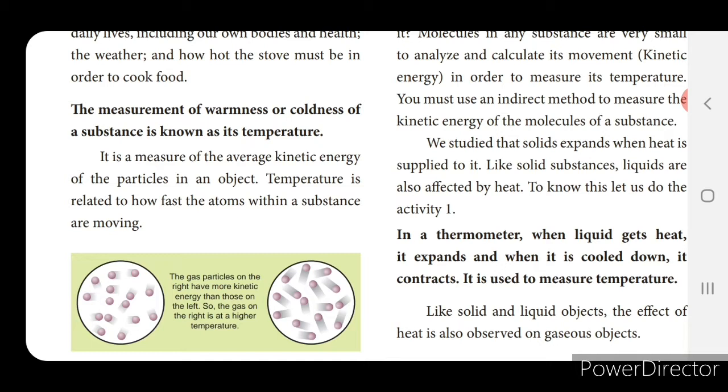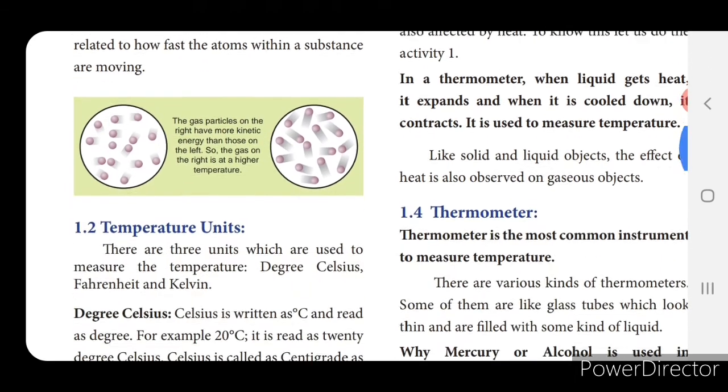Here you can observe the picture. The gas particles on the right have more kinetic energy. If you closely observe that picture, you can see the molecules are moving, exerting some energy. So the gas on the right is at high temperature.